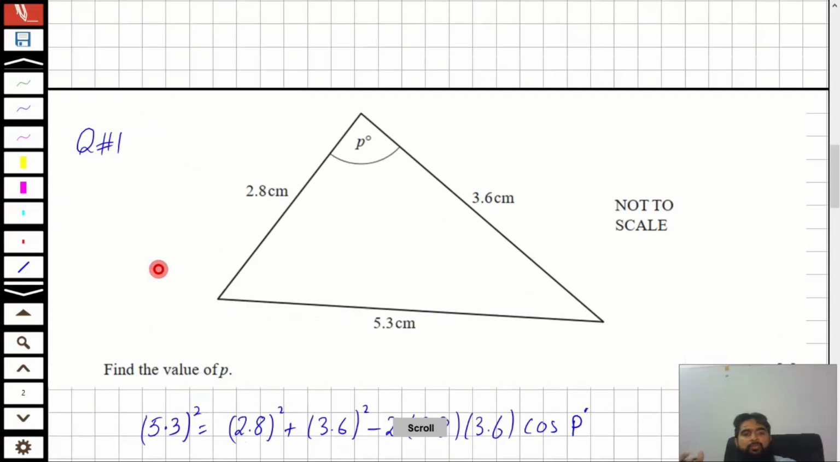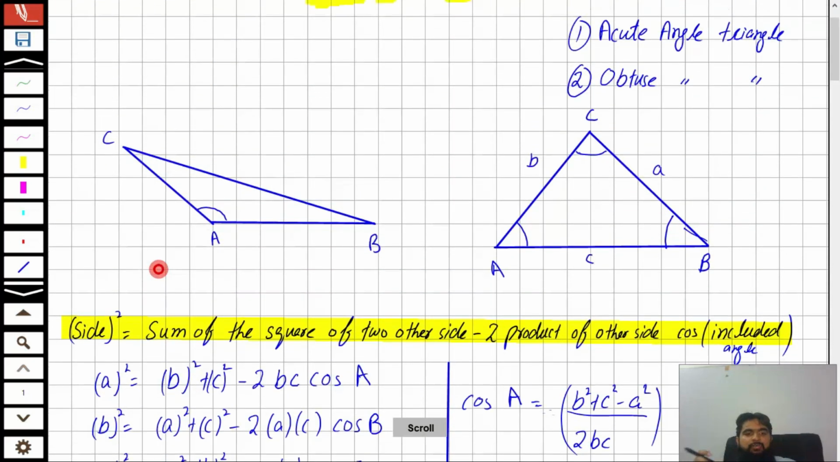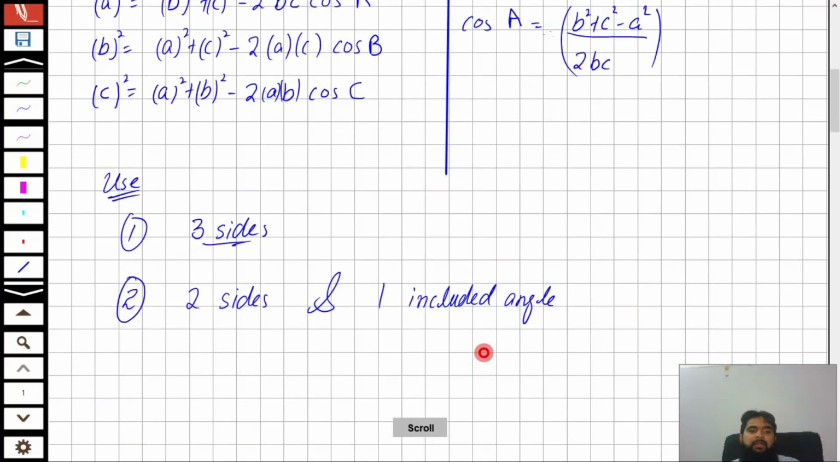Now the conclusion was, to make a strong grip on the cosine rule, you just have to memorize and understand the statement of the cosine rule, that is the side square will be equal to the sum of the squares of the two other sides minus 2 into the product of the other sides into cos of their included angle. Where we have to use the cosine rule, I told you, you have 3 sides or you have 2 sides and their included angle, you have to go for the cosine rule.